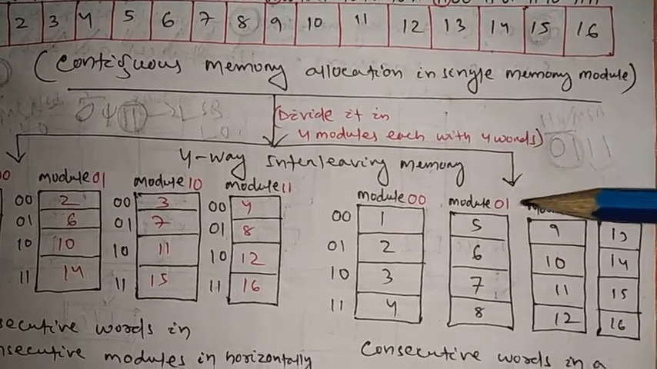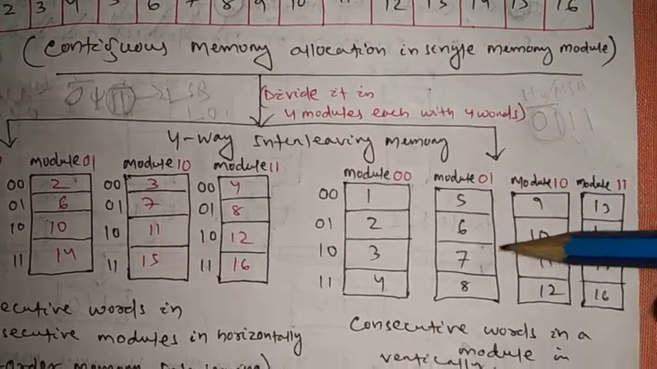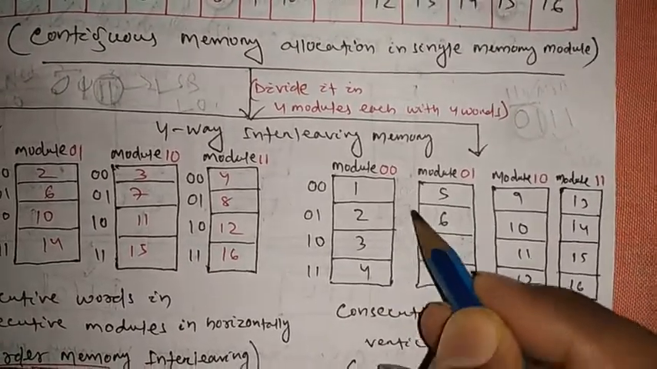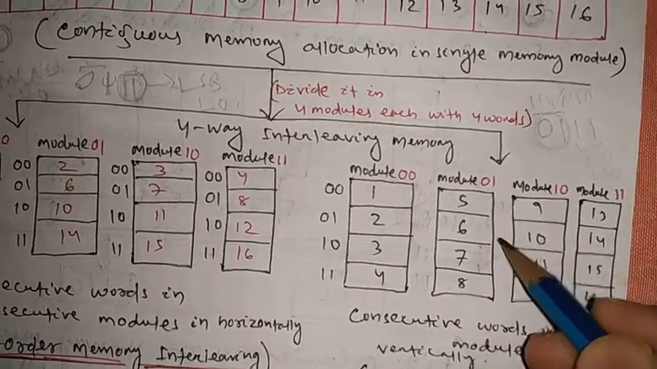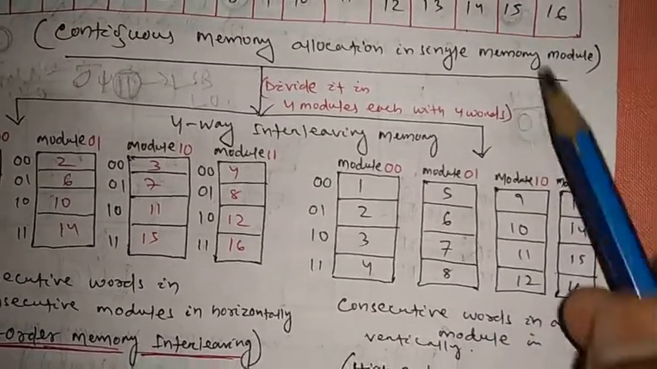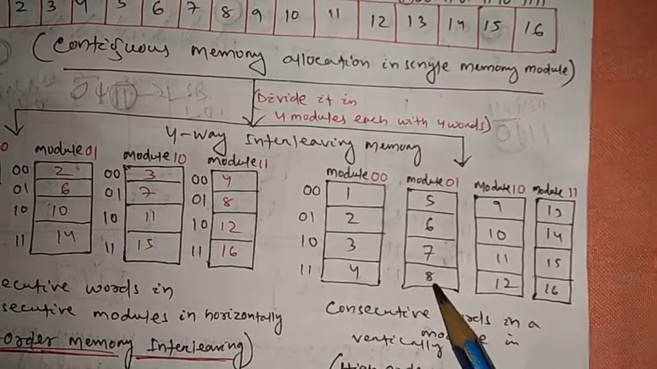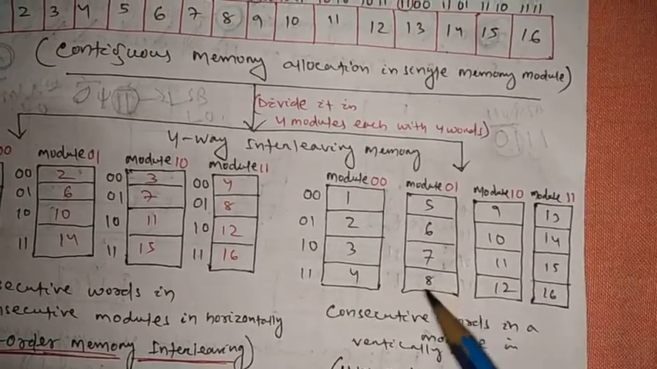So 01, so module 01, this is module 01, and in which location? 11 location. So 00 means this is 00, and this is 01, this is 10, 11. Similarly, this is 00, this is 01, this is 10, and this is 11. So most significant is what? 01. So module 01. In module 01, which location? 11 location. In 11 location 8 is present.